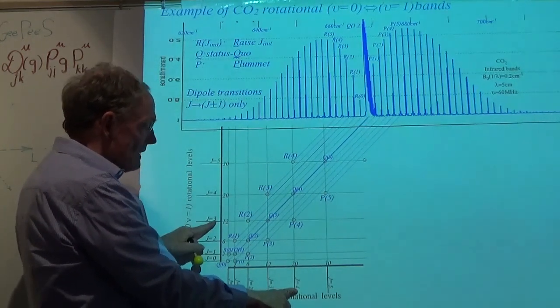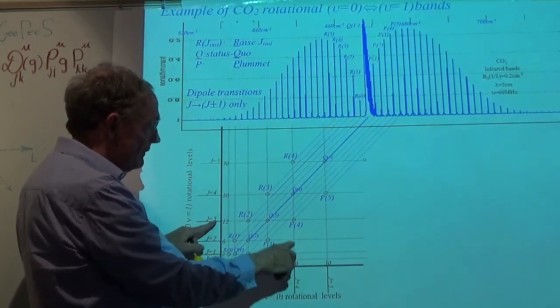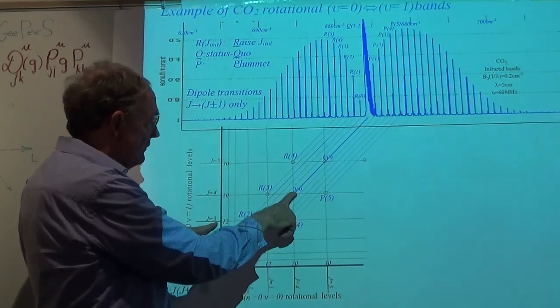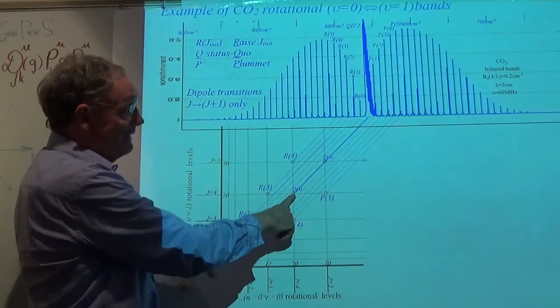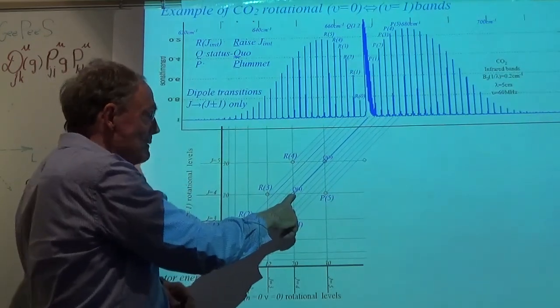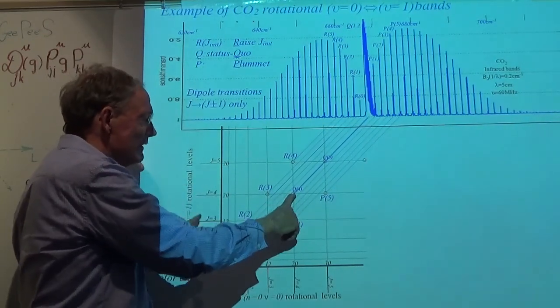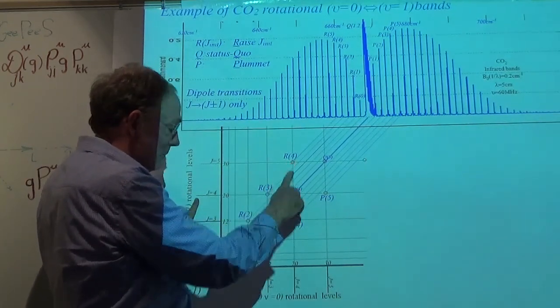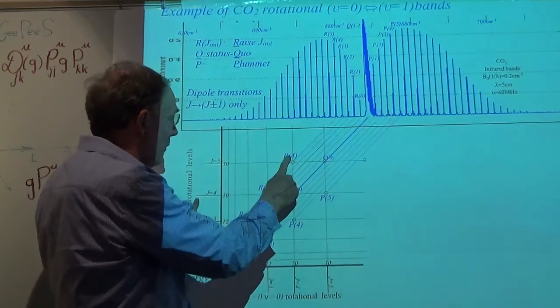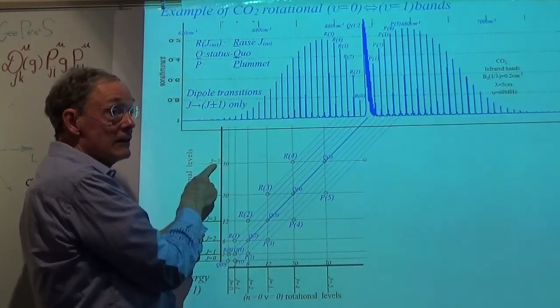Now the other possibility is that the angular momentum didn't change. That's Q. Q stands for status quo. I'm making that up too, but that's the way I remember things. Terrible memory, so I've got to do this. And then, this is easy. This one raised the angular momentum. R4 started at 4 and went to 5.